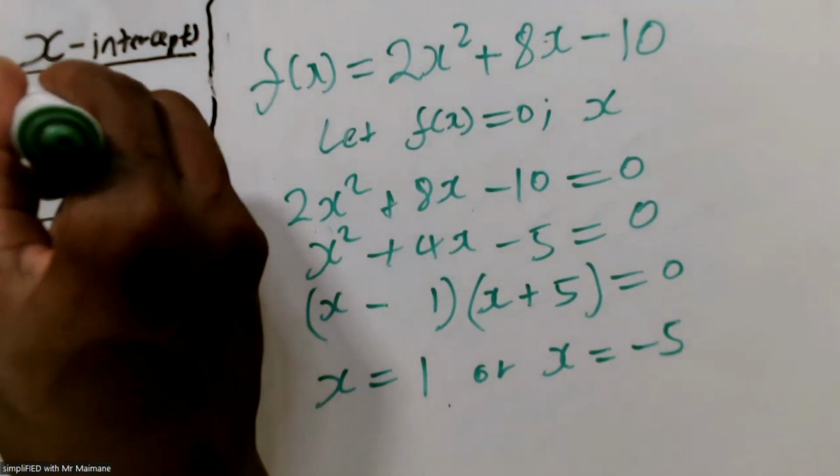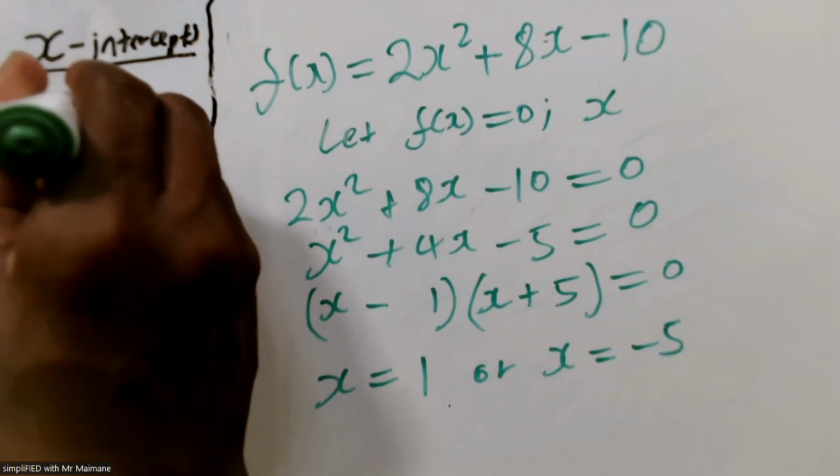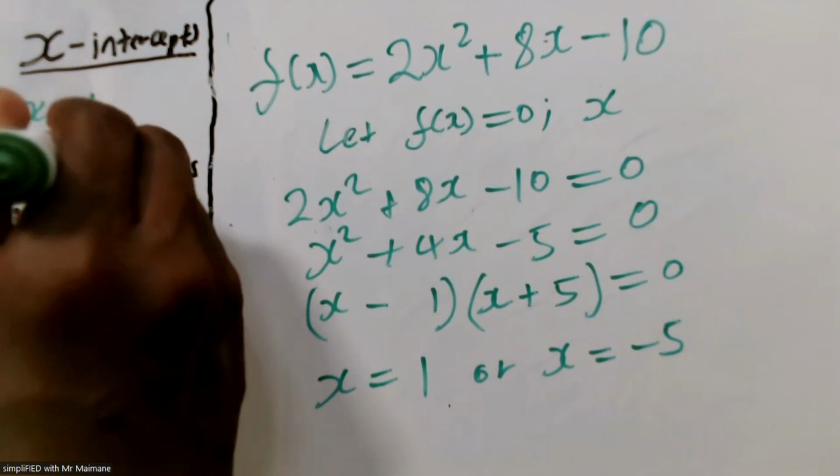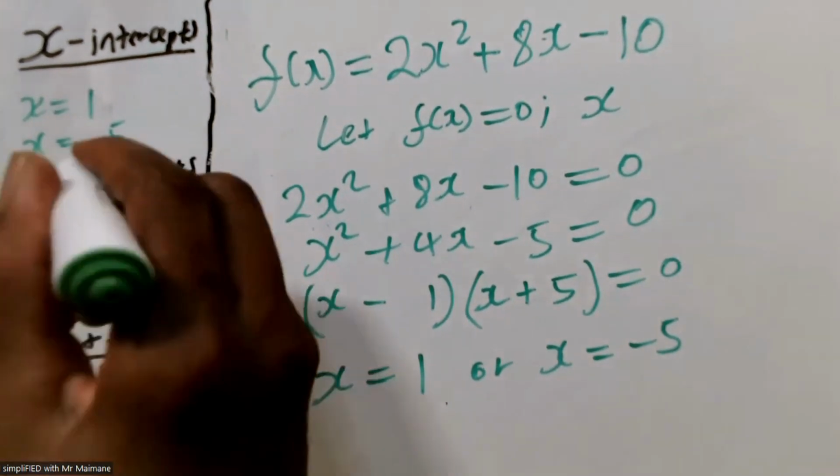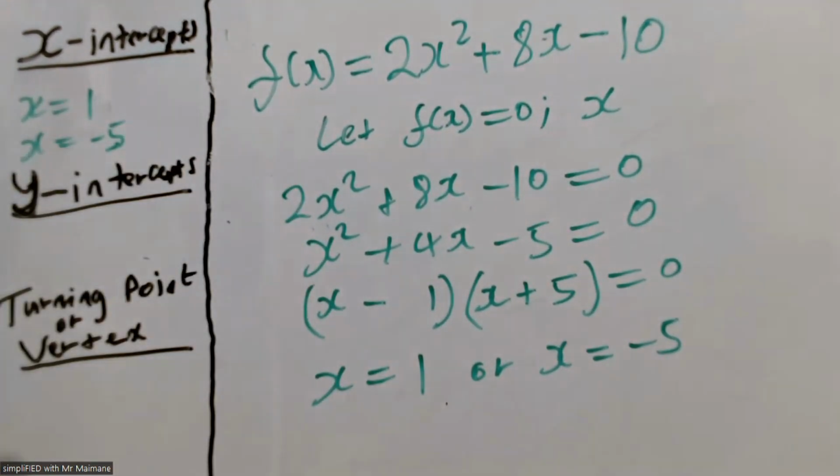And then I'm going to write them there. x is 1 and -5. So I found my x-intercepts: 1 and -5. Done.